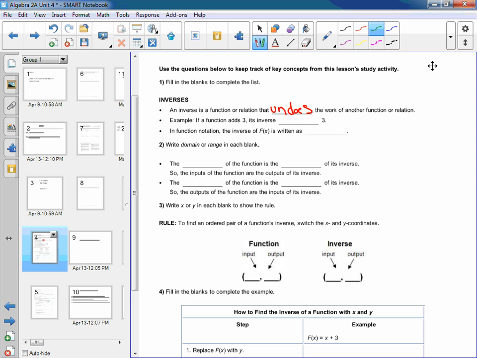All right, so here's an example. If a function adds 3, its inverse subtracts 3. In function notation, the inverse of f of x is written as f inverse, with a little -1 exponent. That stands for inverse, f inverse of x.